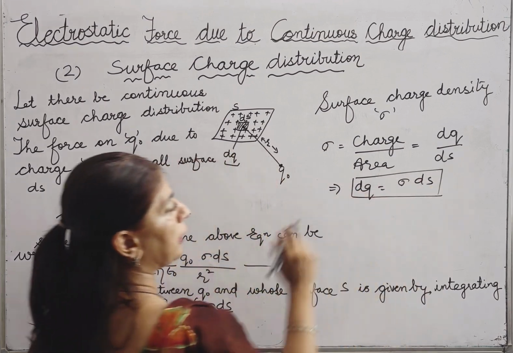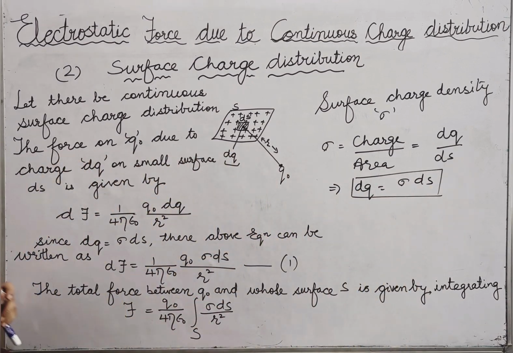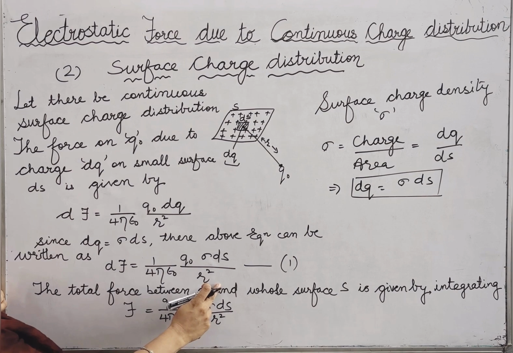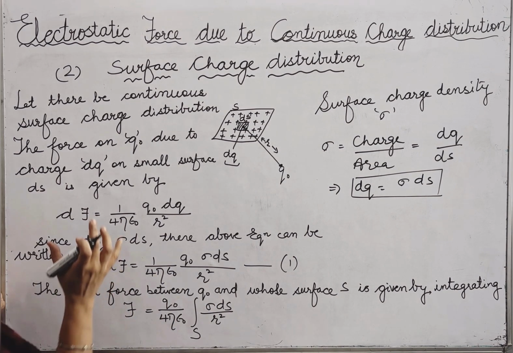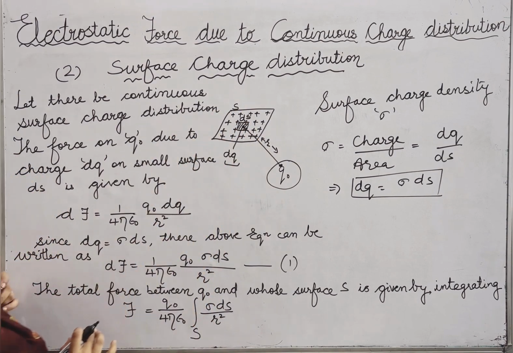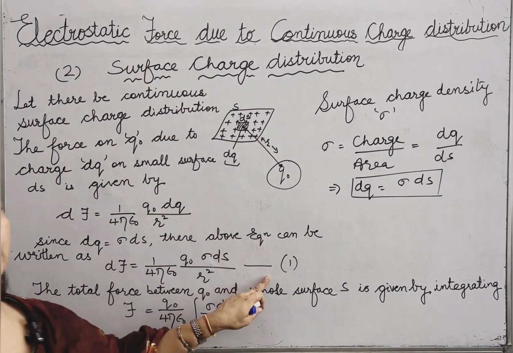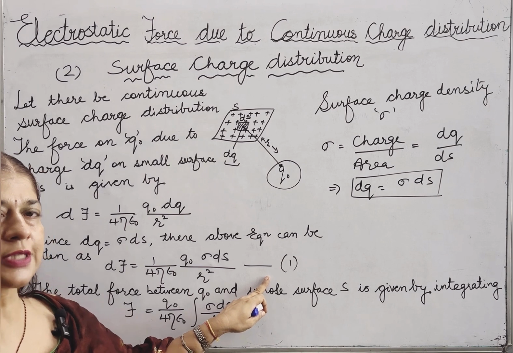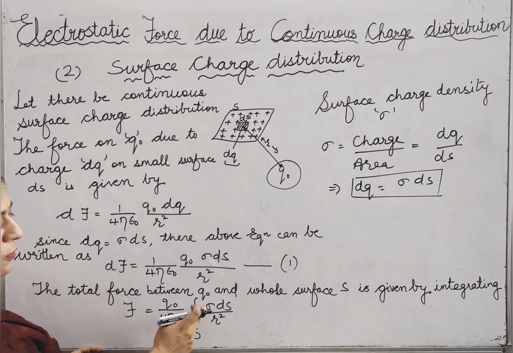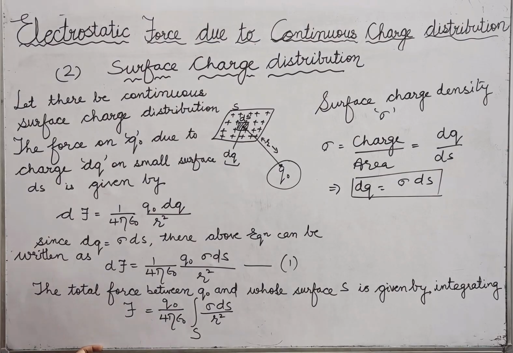So this value of dq we can put over here, and the equation will become dF is equal to 1 by 4 pi epsilon naught, q naught sigma dS by r square. Now, to find out the total force experienced by Q naught due to the whole surface, we will integrate equation number 1 with respect to the surface S. So we will get the total force F is equal to Q naught by 4 pi epsilon naught, integration over S of sigma dS by r square.